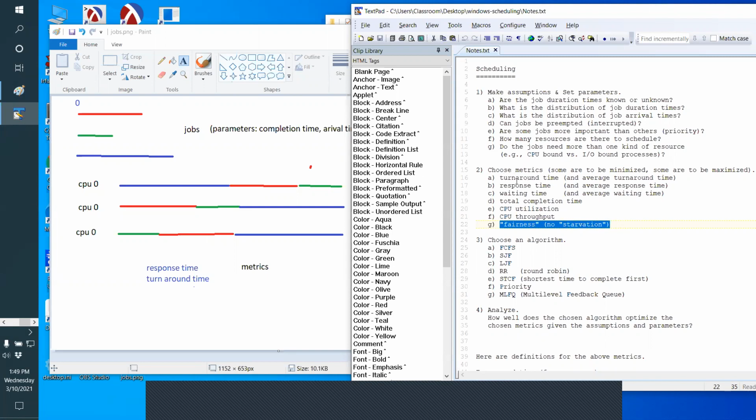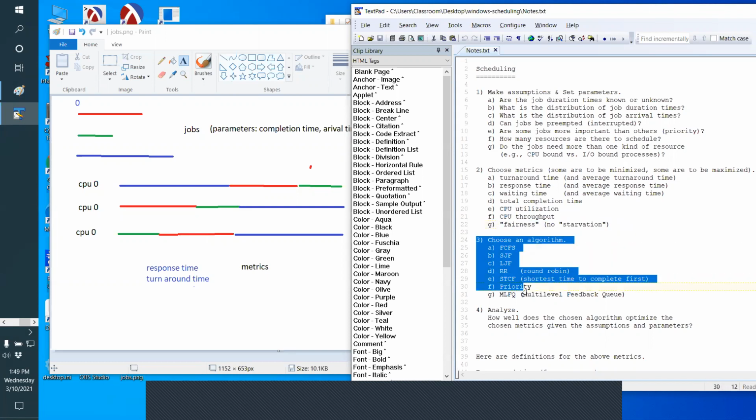So that's a metric you worry about. This fairness metric. If you have priority, are you letting the CPU be hogged up by the higher priority? Okay. Then these are the algorithms we'll start talking about: first come first serve, shortest job first, longest job first, round robin. So we're going to start talking about those algorithms. Okay. So we'll quit there.